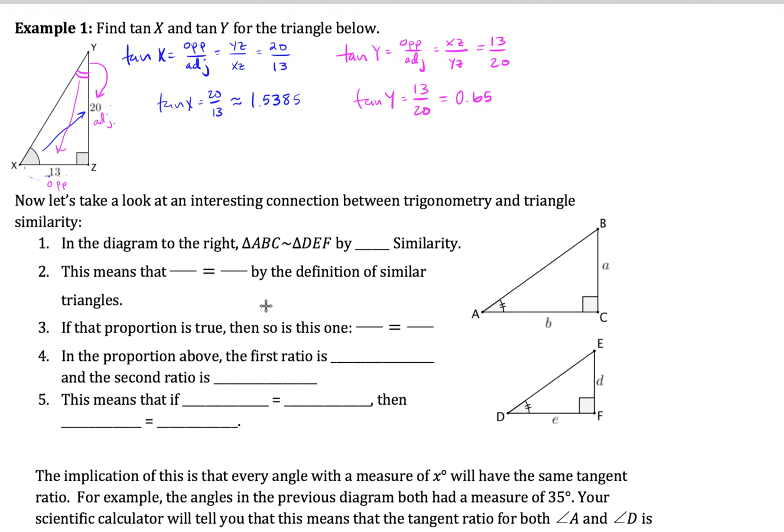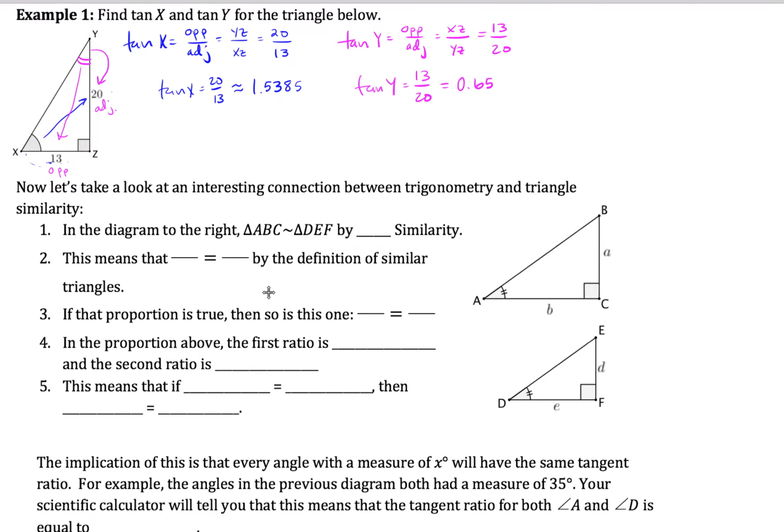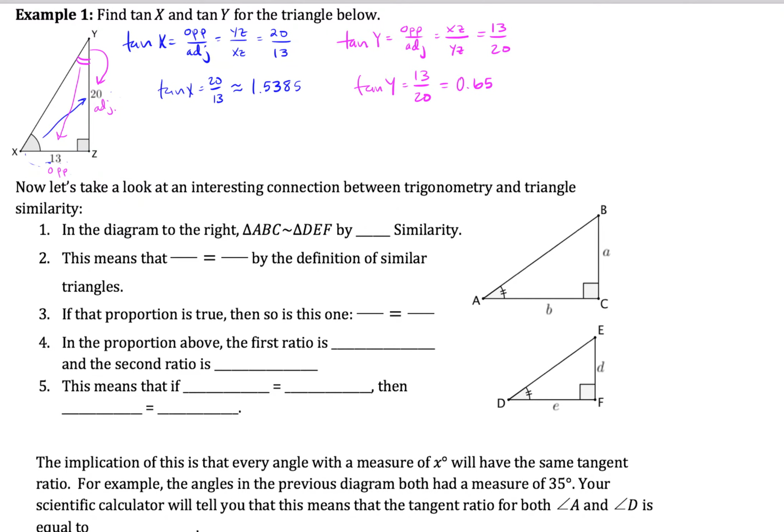Today we're going to be taking a little bit of a closer look at this idea of the tangent ratio. And we're going to be using this idea of the tangent ratio to find some missing sides or missing angles in a right triangle. But first of all, let's follow along with me here as I think about tangent ratios, and I connect it to something that we learned a while back about triangle similarity.